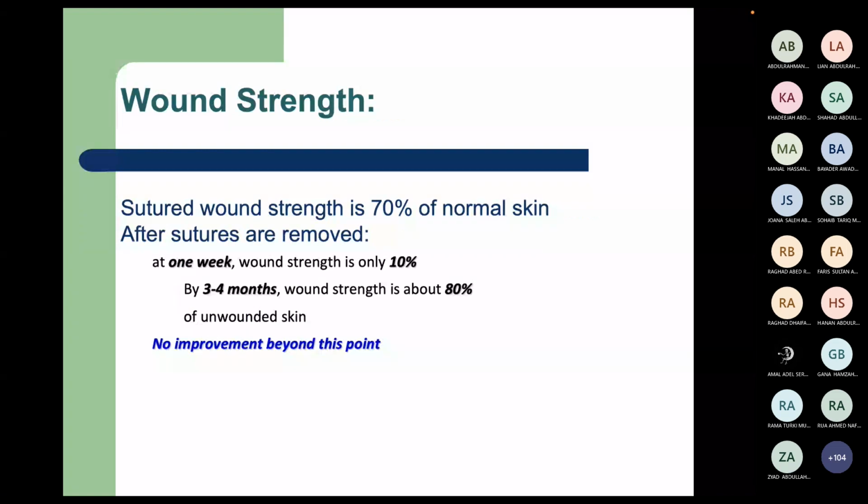Wound strength is a small topic we have to just quickly go through. These are figures to remember: whenever there is a wound in the skin and the surgeon sutures it, there is 70% strength left in that wound. Not 100%, only 70%. But after 1 week, after the sutures are removed, if you try to test the wound strength, it is only 10%. In 3 to 4 months, it takes so much time, you see. Even in an incised wound, a simple wound, it takes 3 to 4 months to reach 80%. It never becomes 100%.